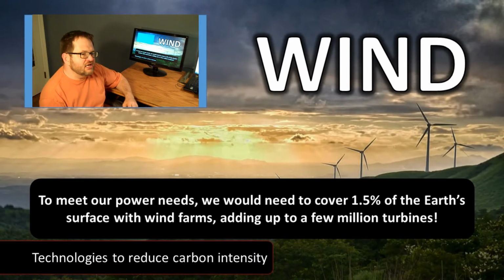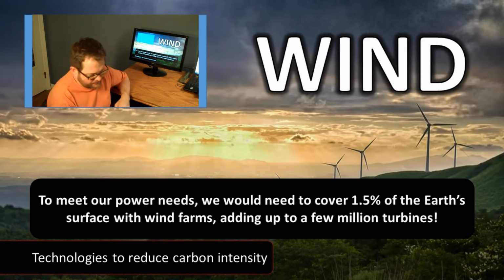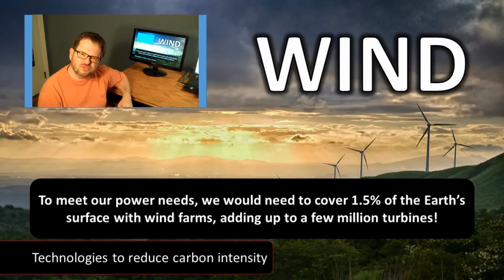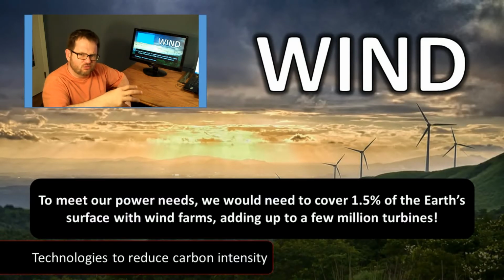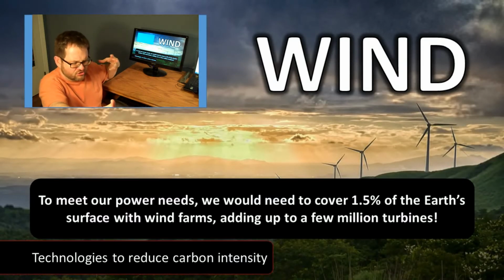Well, it turns out you would need to cover about 1.5% of the surface of the Earth with wind power farms, which at first sounds like a heck of a lot, but it only adds up to a few million turbines. A few million turbines? Oh my gosh, have you seen those things? Like, they build them out west of Omaha at Valmont. You might have seen where they actually manufacture these things and bring them out on those giant trucks. They're huge. We're going to need a few million of those things?